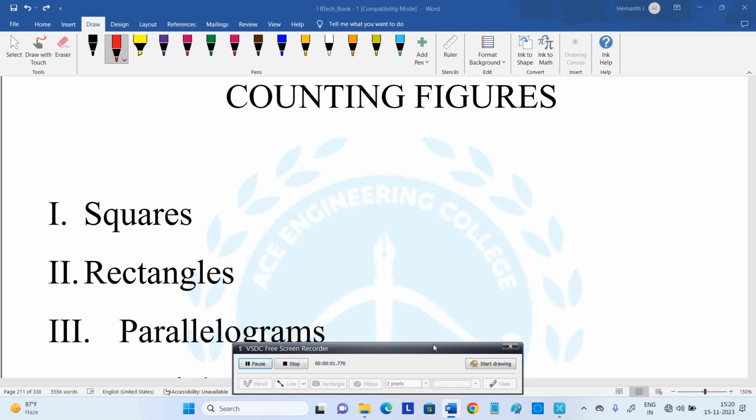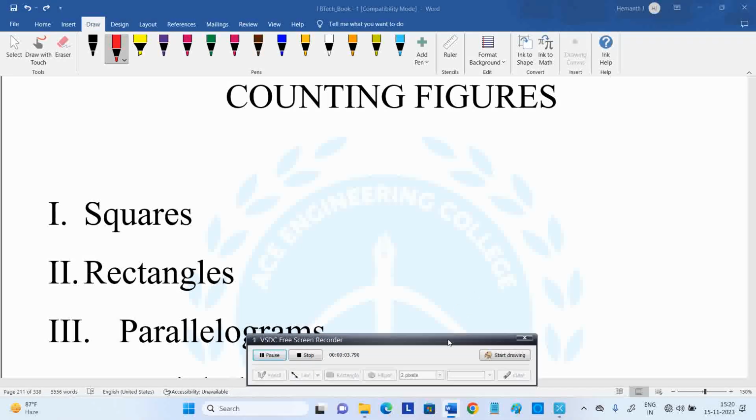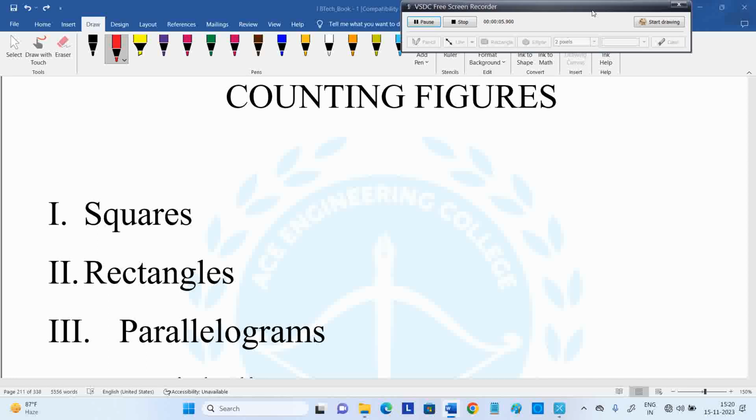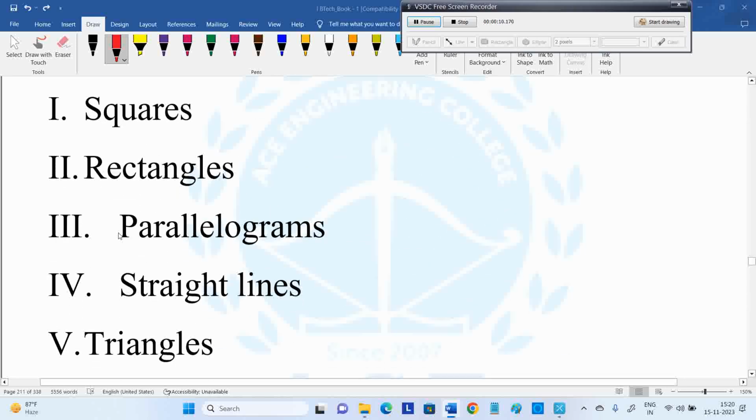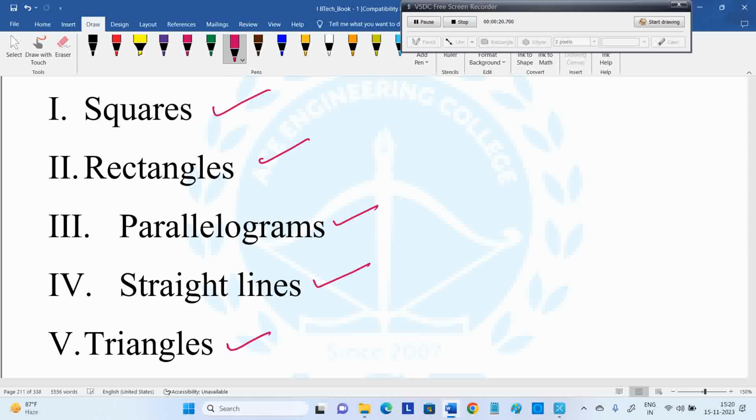Fine, so let's focus on the next concept, counting figures. If you see this counting figures topic, we mentioned that we have to go with counting squares, rectangles, parallelograms, straight lines and triangles. Counting the number of squares in the given diagram, counting the number of rectangles in the given diagram, parallelograms in the given diagram. They'll give some diagram. Counting figures, they'll give some figure or diagram in the question.